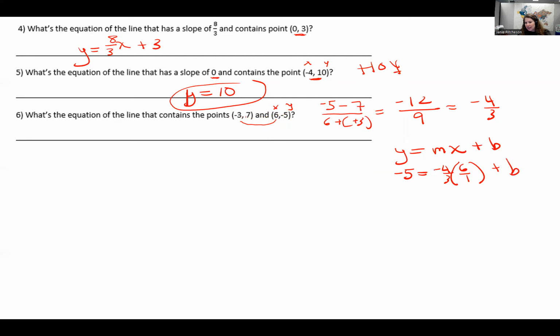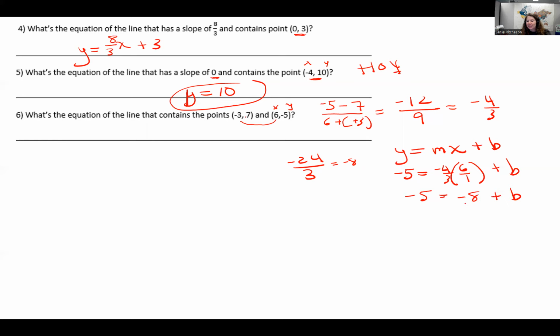So what can I do right here? I can multiply straight across. -4 times 6 is -24. 3 times 1 is 3. And then -24 divided by 3 is -8. So -5 equals -8 plus b.